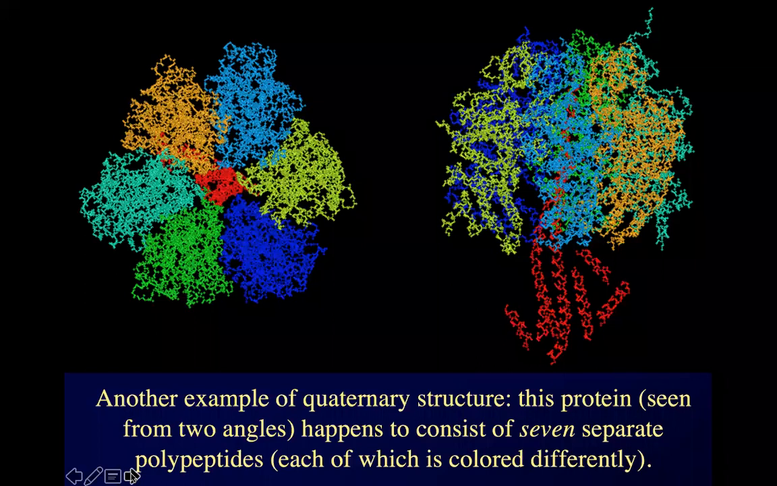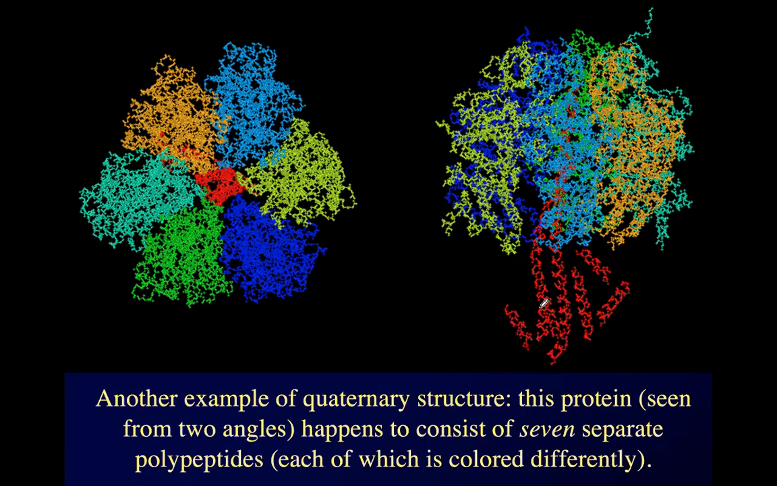This is a protein. It's a really important one, but for right now, we don't really have to worry about what it does. But it happens to consist of seven separate polypeptides. Six of them are shaped kind of like wedges, and they fit together like this, seen from the top. They fit together kind of like those wedges in a Trivial Pursuit game, if you've ever played that. And they fit together around a seventh that actually forms this kind of central stalk. So the whole thing looks kind of like a mushroom. And so that's quaternary structure for you.